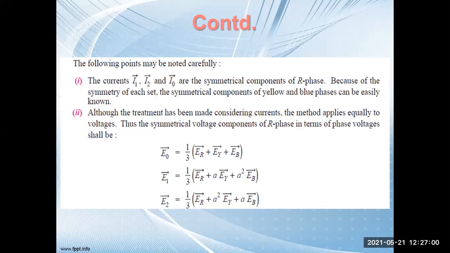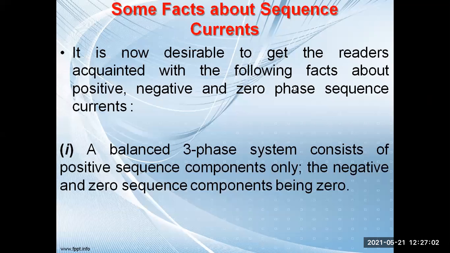Now here it is desirable to get the readers acquainted with the following facts about the positive, negative, and zero phase sequence current. First is that a balanced three-phase system consists of the positive sequence components only, the negative and zero sequence components being zero.